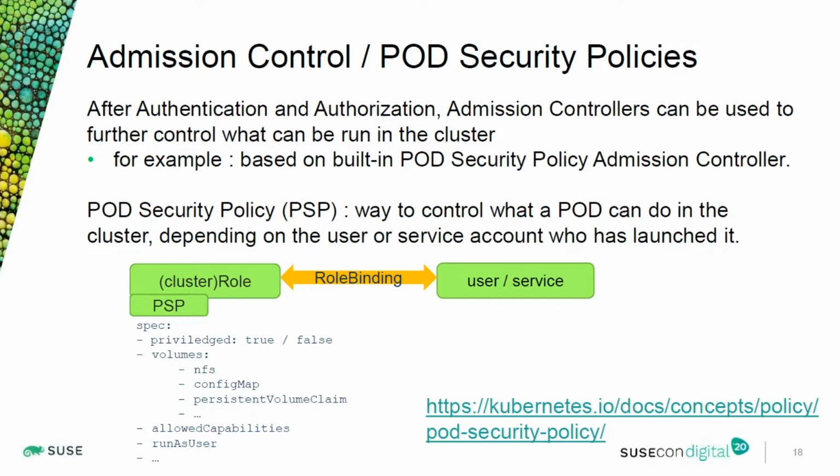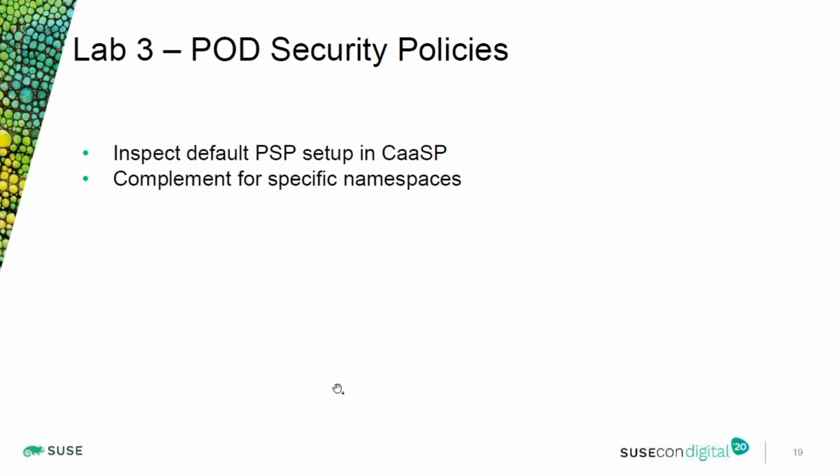First you specify the set of privileges, access to volumes, and access to allowed capabilities in your PSP that you configure in your role, either cluster role or just the namespace role, and that you bind to your user accounts or your service accounts. You will see that during lab 3, where we will inspect the default PSP and then we will define specific PSPs to enable user-specific accesses to your resources.